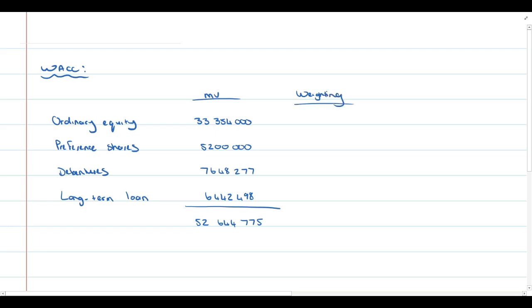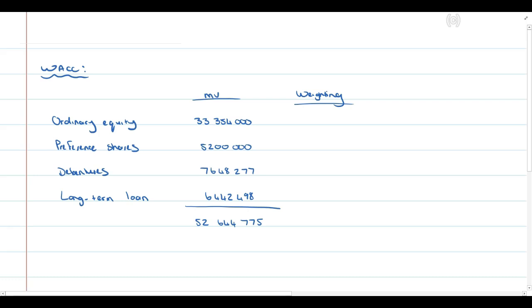If you are given the target capital structure, you won't need to calculate market values. You will just use the target capital structure as your weighting. So, for example, they might have told you that their target is 50% equity, 10% preference shares, 20% debentures, and 20% loans. Then you use the target. In this case, we were not given the target, so we calculated market values, and we are now going to calculate the percentages based on these market values.